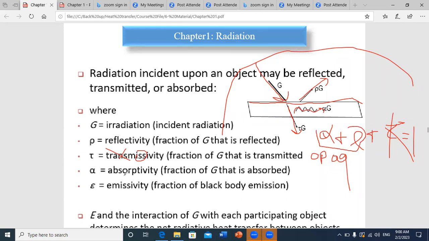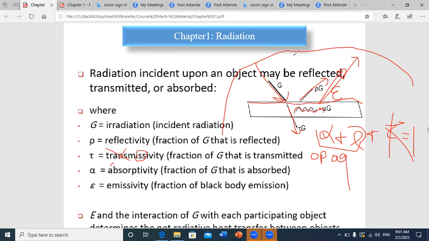Okay, so rho represents the reflectivity, tau the transmittivity, alpha the absorptivity, and epsilon the emissivity. What is epsilon? Your object, after absorbing energy, can restore a certain part. So it will emit a certain part, and this is the value of the emissivity, which is characteristic of the body and is a fraction of the black body emission. It will help you to find what is the radiation flux that is emitted from your surface.